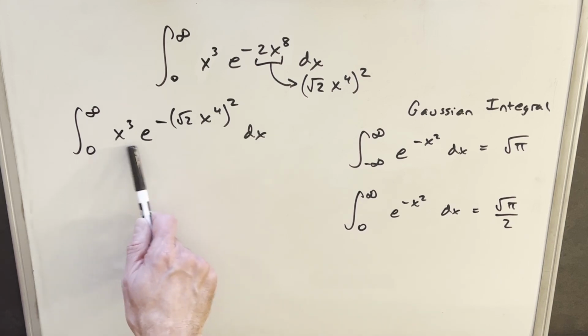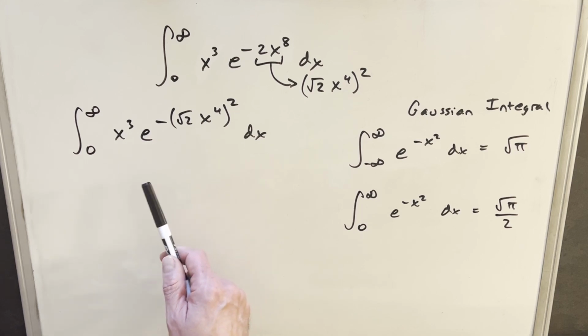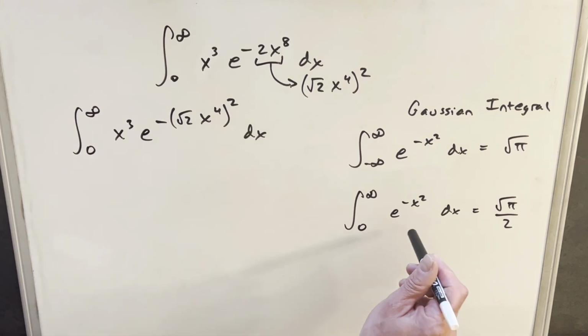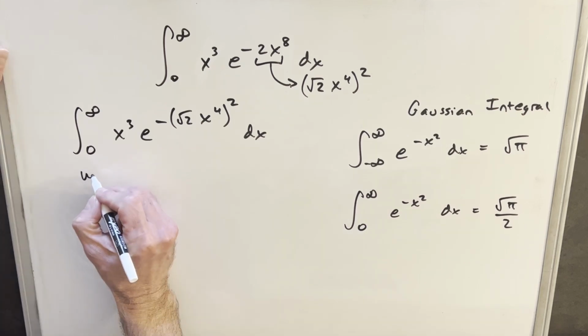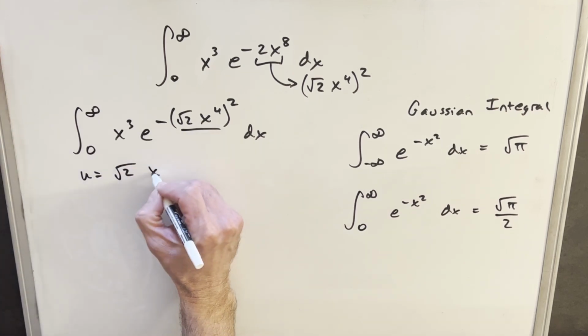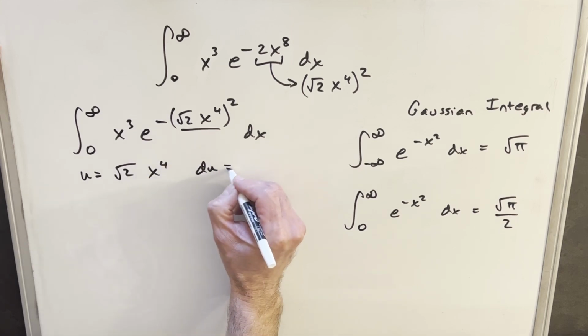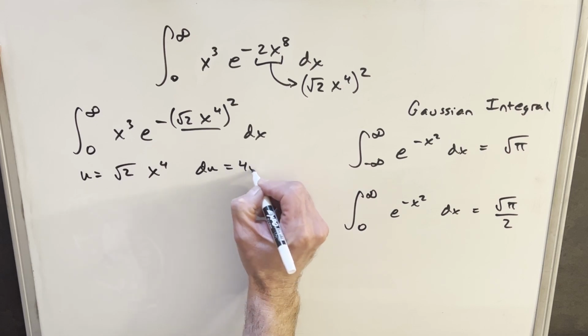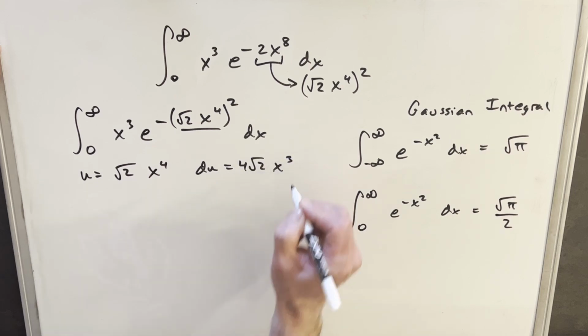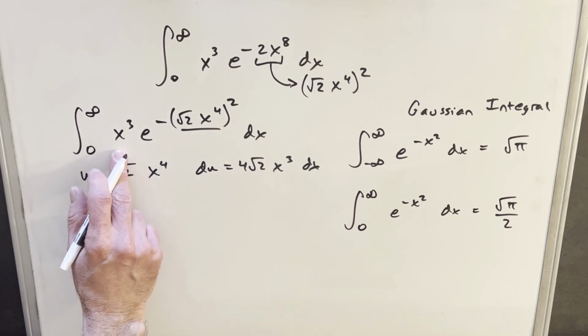But you notice we have this problem here. We got this x cubed out front. So even if we do a u substitution, it's not quite clear how this is going to work, but let's see if we can manipulate it so that we can use this one over here. I'm going to make my u this stuff right here, so we're going to call our u square root of 2 x to the 4th, and then we'll take our derivative, so our du is going to be 4 square root of 2 x cubed. And really that's not so bad because we have our x cubed right there.